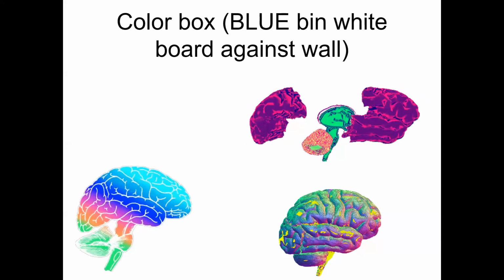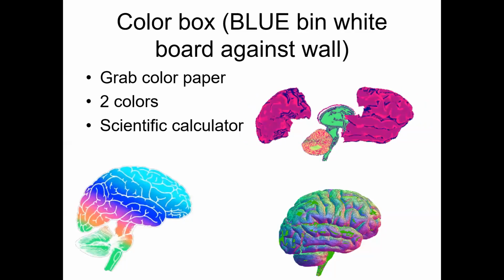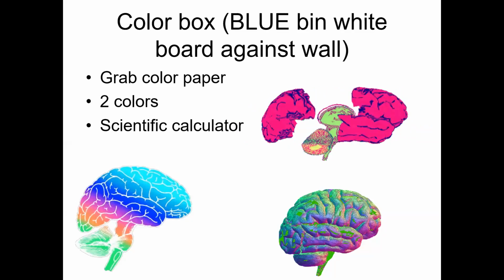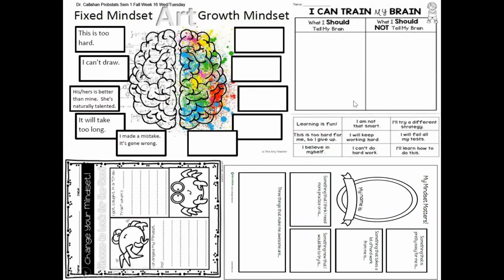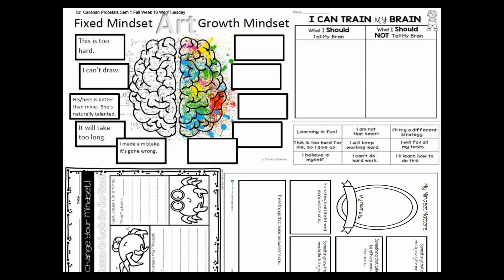All right, so first thing you need is I'm going to have you do 2 colors, and then you also need to have a scientific calculator for today. And you also need to go ahead and have this sheet. Now you can download this on your MS Team. So let me show you where it's located. If you just click on week 16 Wednesday, you will have that there.